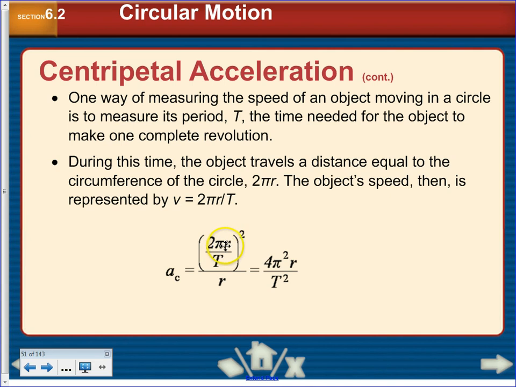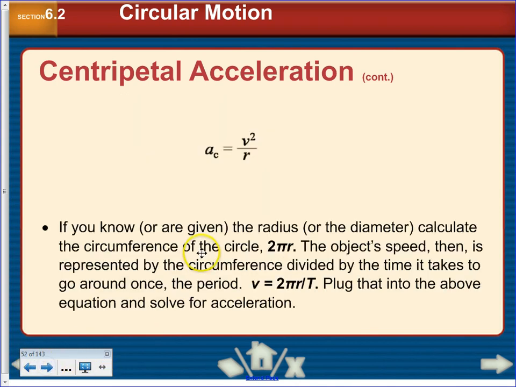We're going to substitute that velocity in for v squared, so we have to square this whole mess. The r's cancel, and we end up with 4 pi squared r over T squared. I don't particularly care for this equation. I'm going to show you a little bit easier way, I think.